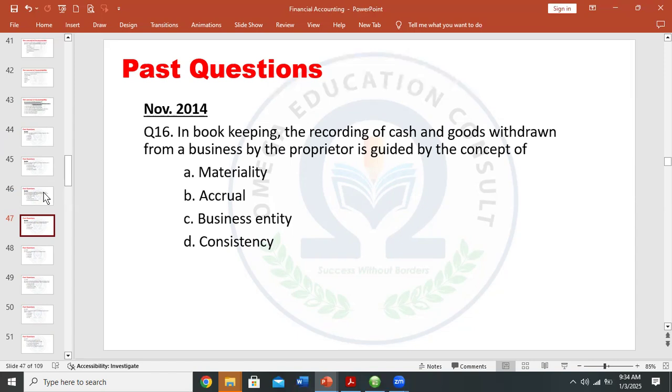It's no idea. Oh, please, come on now. You are the only person here, so you have an idea. Read in between the lines. In bookkeeping, and bookkeeping means you are recording transactions, we acknowledge goods or cash withdrawn from the business by the owner or proprietor. So which of the concepts guides this?